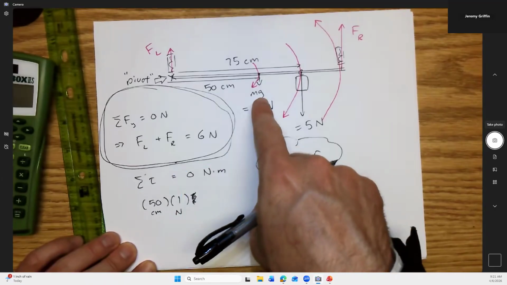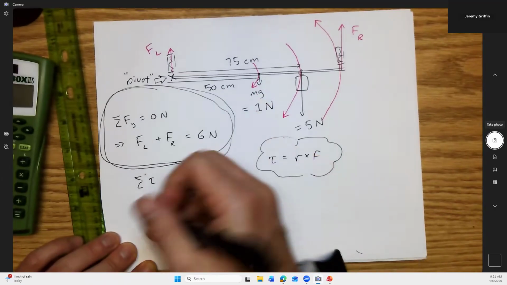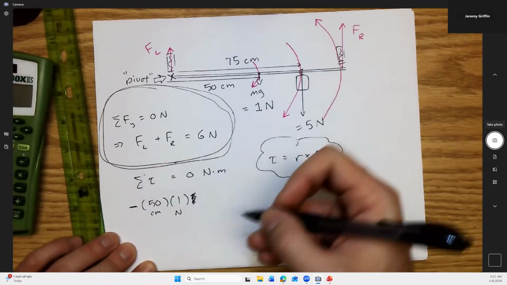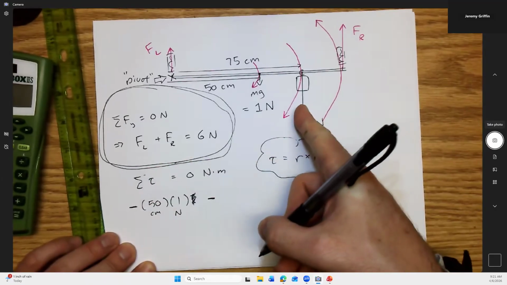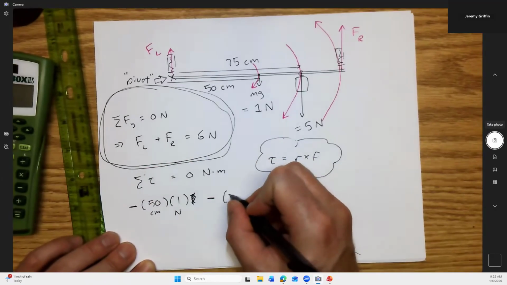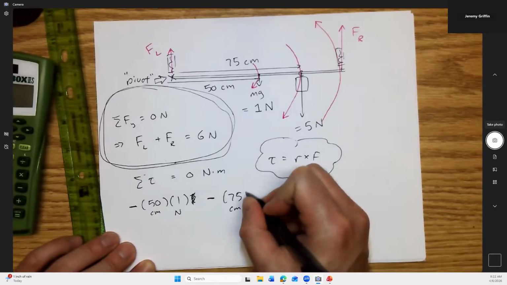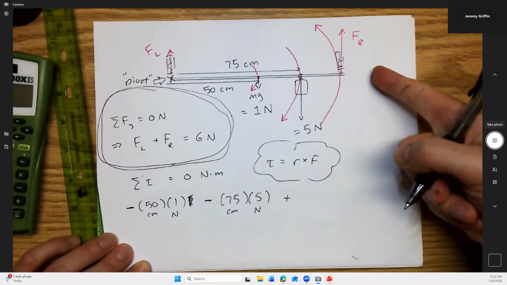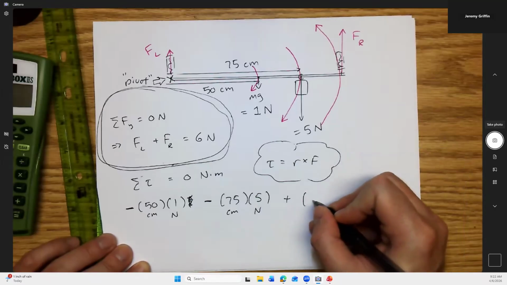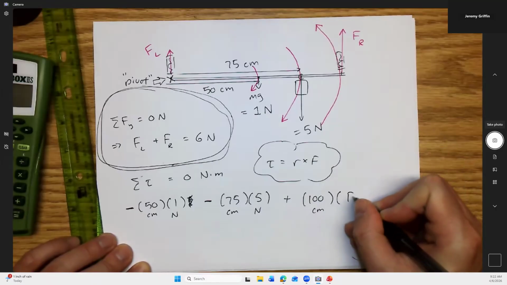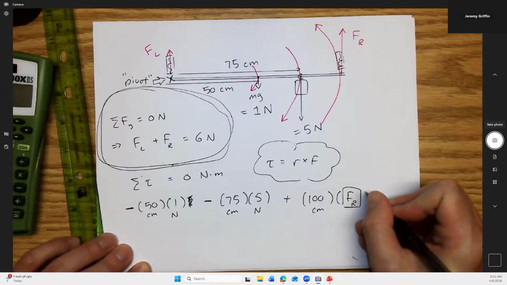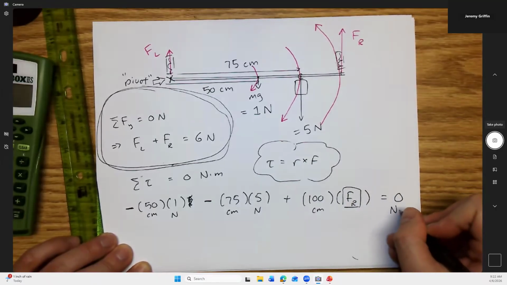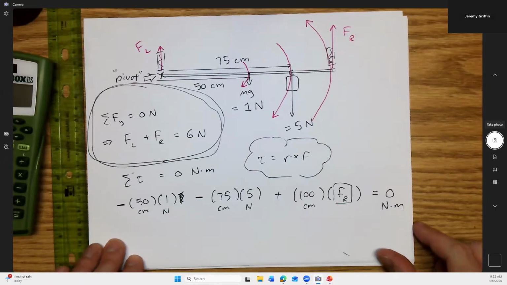I'm going to call clockwise negative. You usually call clockwise negative, so I'll just go ahead and do it. I'll say minus this other clockwise torque. So at 75 centimeters, I got 5 newtons. Then I'll say plus for this counterclockwise. It's at 100 centimeters out, and that's some force on the right side that we're solving for. That has to go to 0 newton meters, 0 newton centimeters.